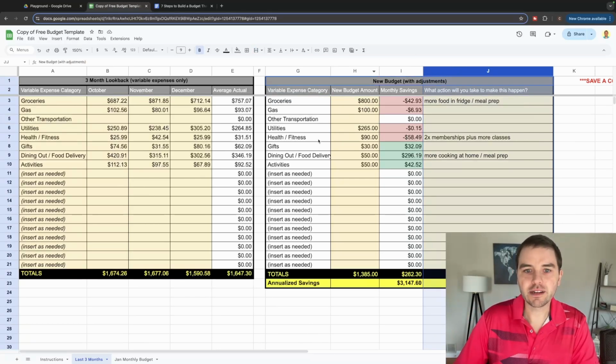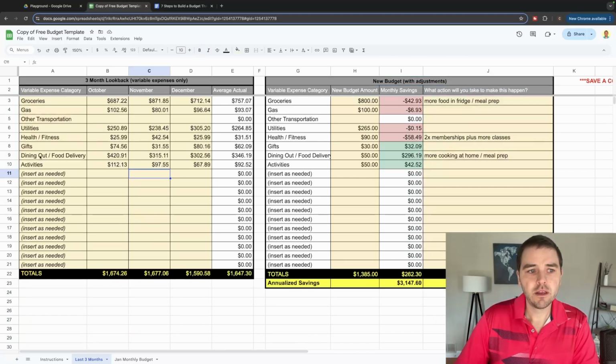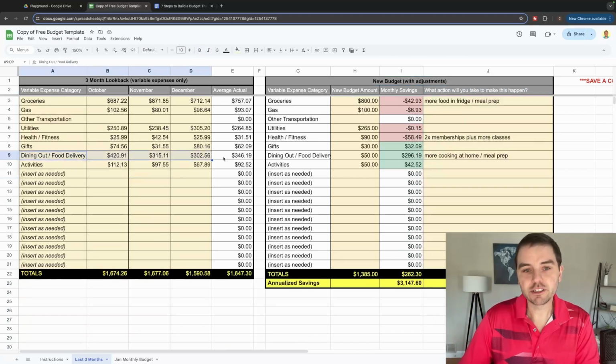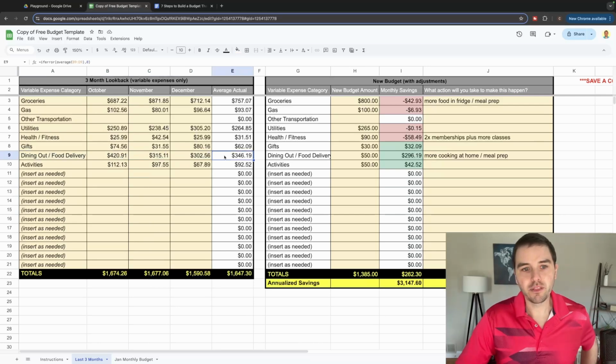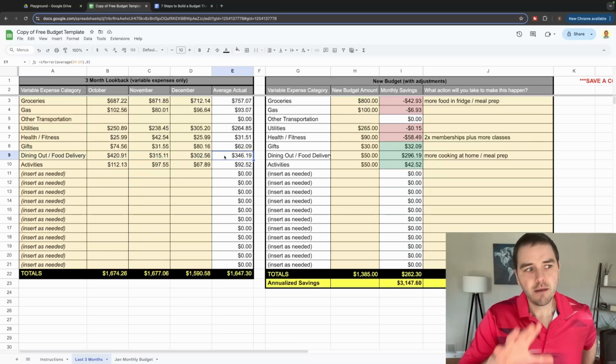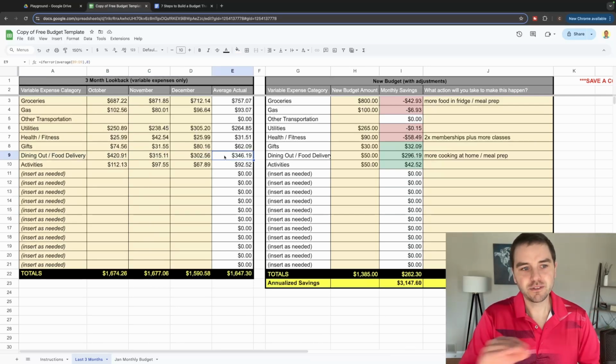So let's look at a couple of these and we can use them as an example. So I can just show you. In this example, dining out and food delivery averaged $346 a month. Now, this is just example data, but I am finding that a lot of people that I talk to, this is the one category that always shocks people, how much they're spending.